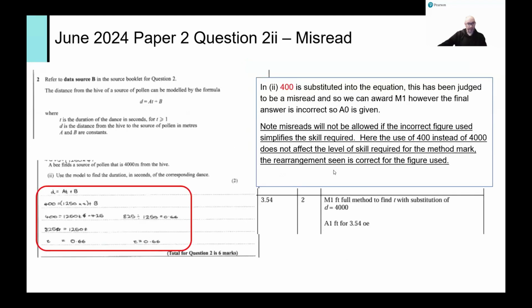In this response, we can see that there's a misread. So what they've done is instead of using 4,000, they've used 400. Okay, and that was judged as a misread. So they've awarded a method mark, but because the final answer is incorrect, they cannot give the accuracy mark. It's noted here that if the misread would simplify the skill required, then it wouldn't be allowed. But just changing it from 4,000 to 400 doesn't actually affect the skill required. So they can get a mark for that.